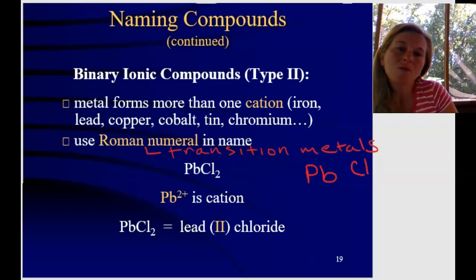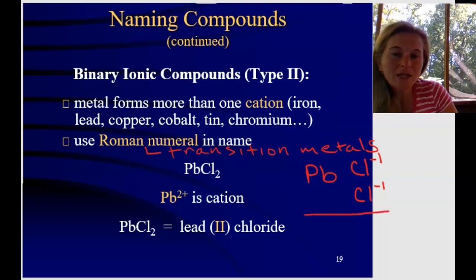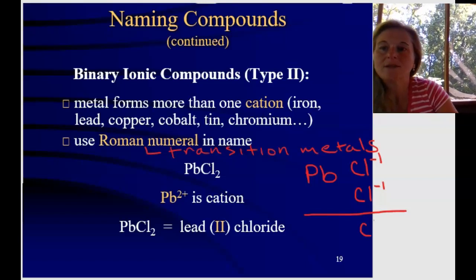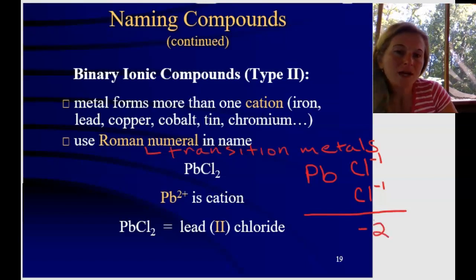So here we have 1 lead and 2 chlorines. We know that chlorine is a -1 charge because it is in the 7th column on the periodic table. And so in lead with 2 chlorines, we see here that our total charge on the chlorines is going to be a -2.